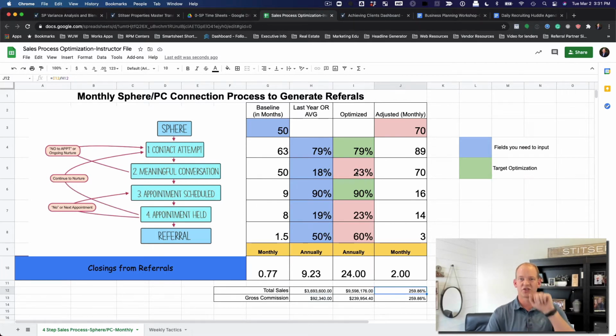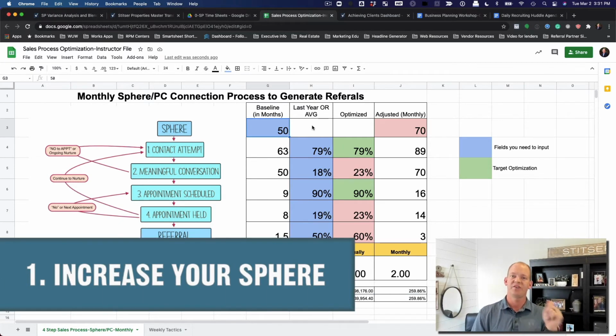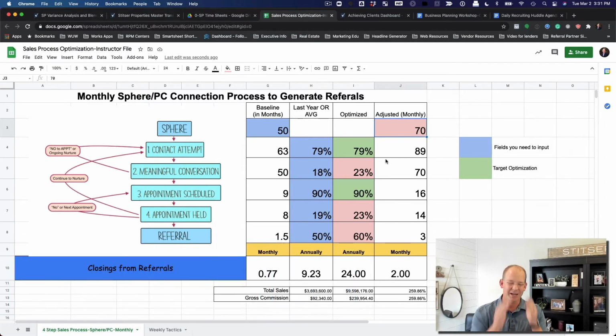Okay, so we're going to change 4 areas. We're going to make incremental, small little changes. The first change we're going to make is to go from 50 people in your Sphere Past Client database to 70. A lot of people are like, well, I don't have 20 more past clients. How am I going to get from 50 to 70?